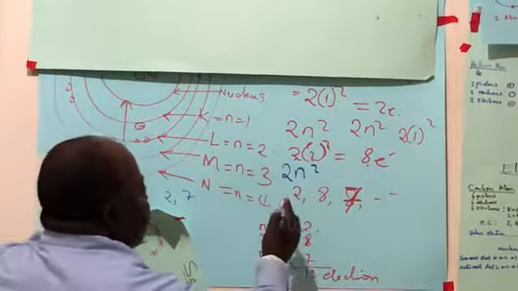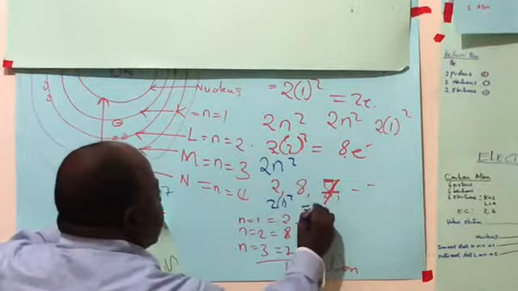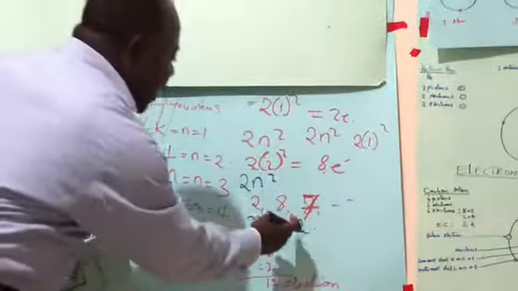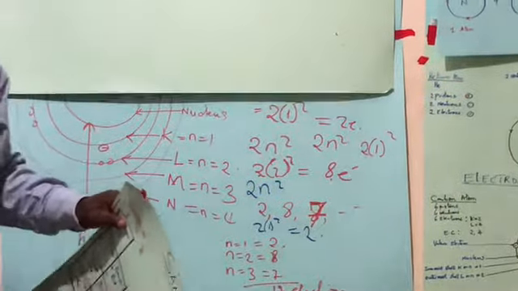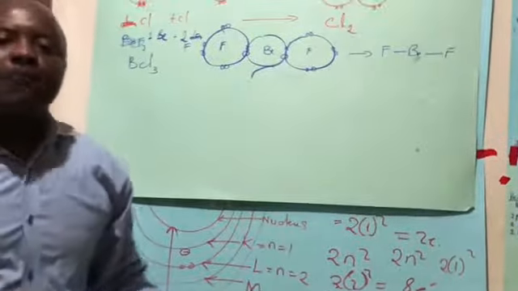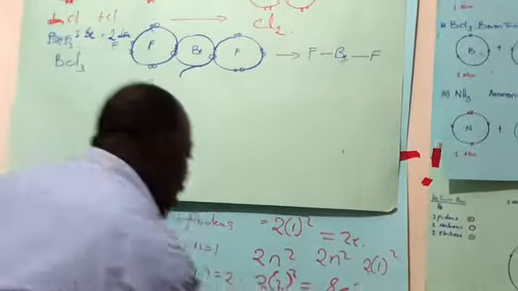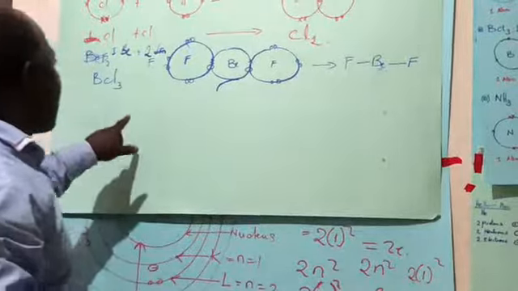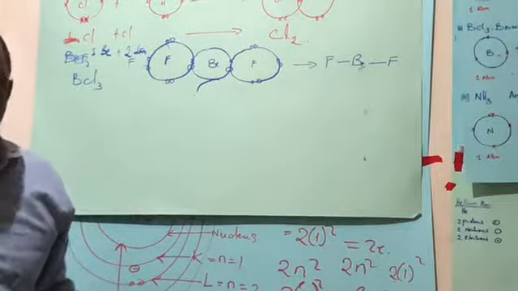Now the first shell of boron is supposed to be 1 squared, which is 2 electrons. There are 5 electrons involved, so 5 take away 2. The last valence electrons of boron are supposed to be 3. So boron has 3 valence electrons, which is 2, 3. These are the 3 electrons of boron that are going to be involved in the sharing of electrons.